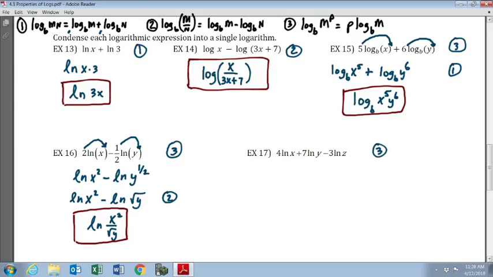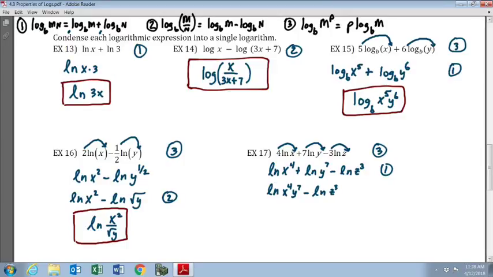So again, we're going to want to use property 3 first and move the 4 and the 7 here and also the 3 using the power rule. Notice I don't want to mess with the sign there. I don't want to use -3. I just want to put a 3 there. So we're going to get the natural log of x to the 4th plus the natural log of y to the 7th minus the natural log of z cubed. So now, if you look at the first two logs here, I can use the product rule. And let's go ahead and do that. So we can write that as the natural log of x to the 4th times y to the 7th.